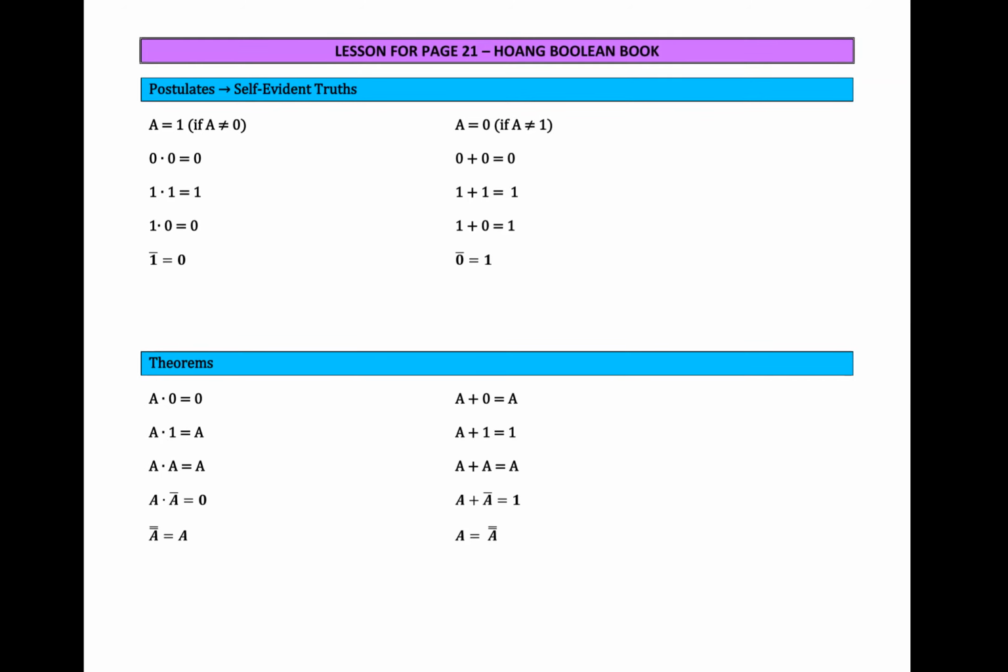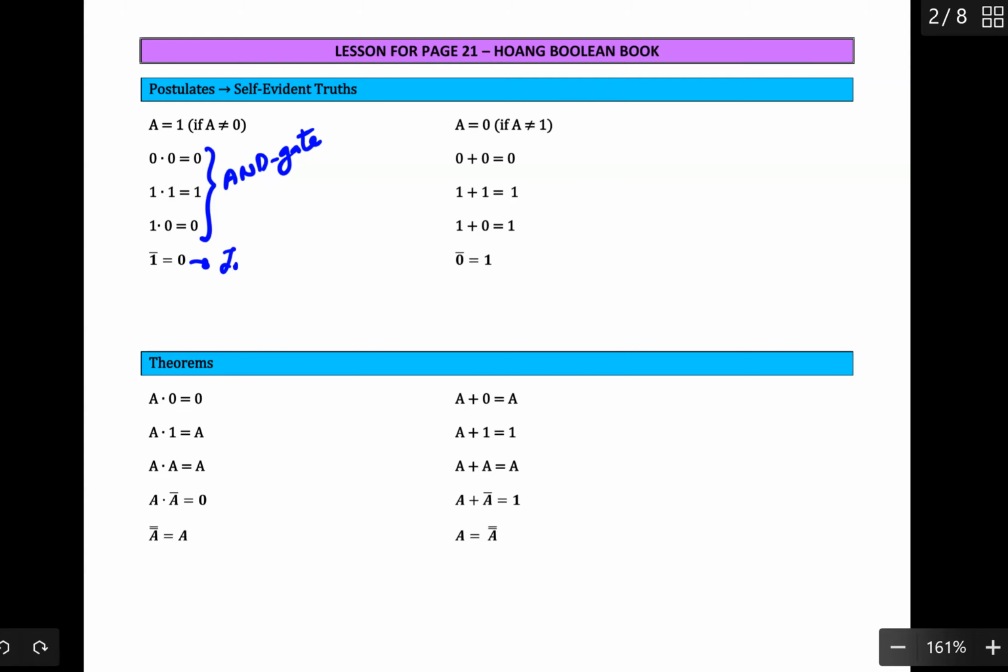Postulates are self-evident truths, so the statements prove themselves. I would like everyone to note that these represent the symbols that you put through AND gates. Alright, and this one is the inverter. This one is the OR gate. And also this one, an inverter as well.